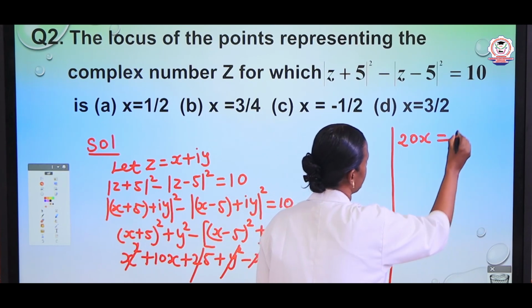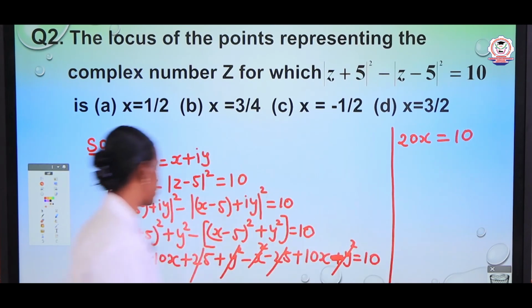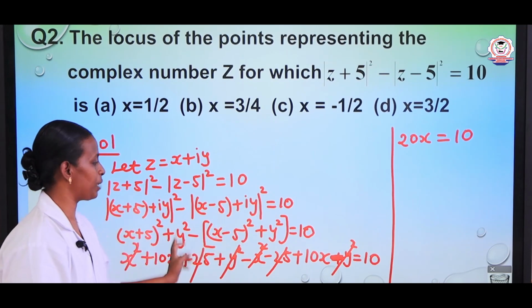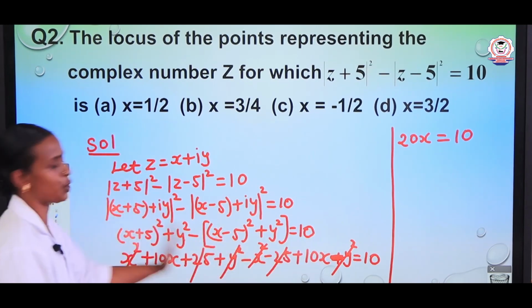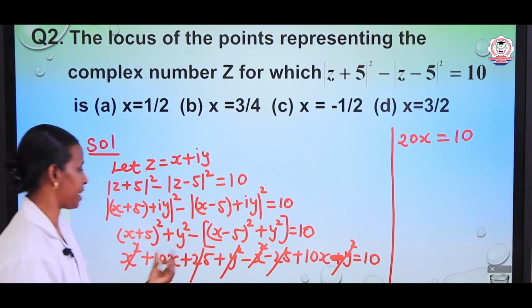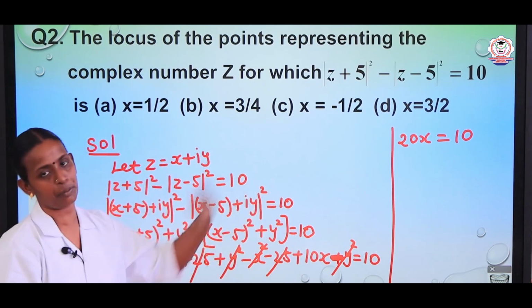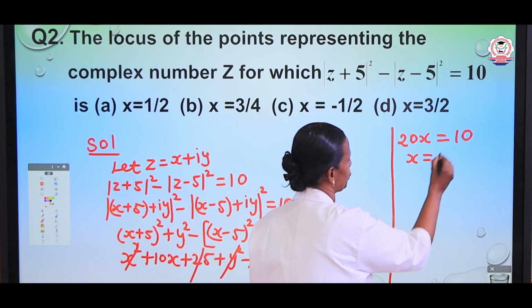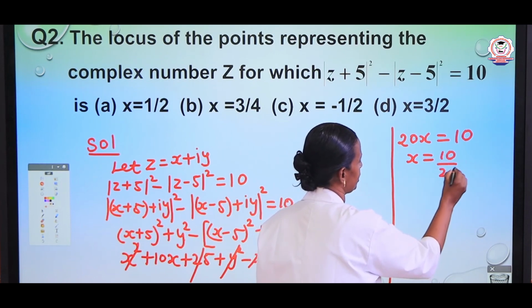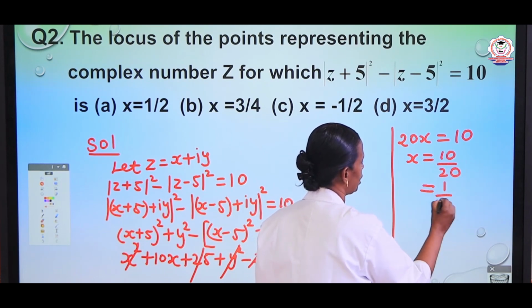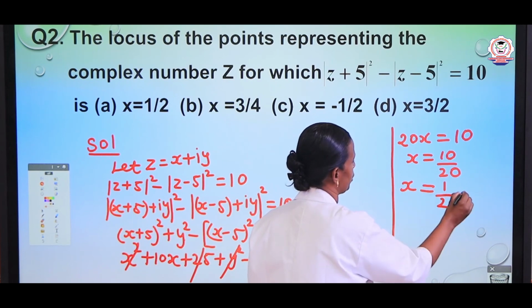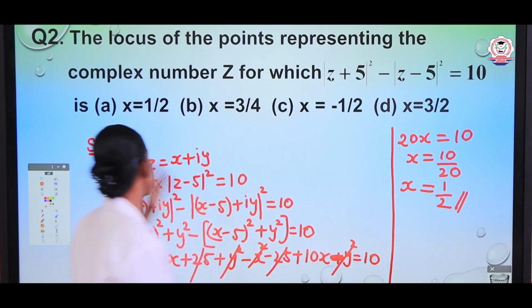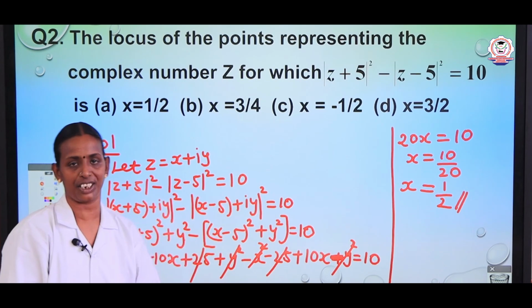So 20x equal to 10. All the other values are cancelled; the remaining term is 10x plus 10x, that is 20x equal to 10. So x equal to 10 by 20, that is nothing but 1 by 2. Therefore your answer is x equal to 1 by 2. Option A is the correct answer for this one.